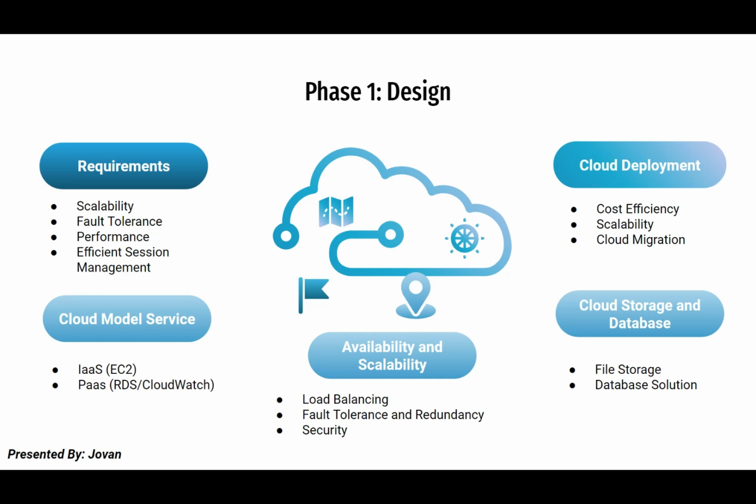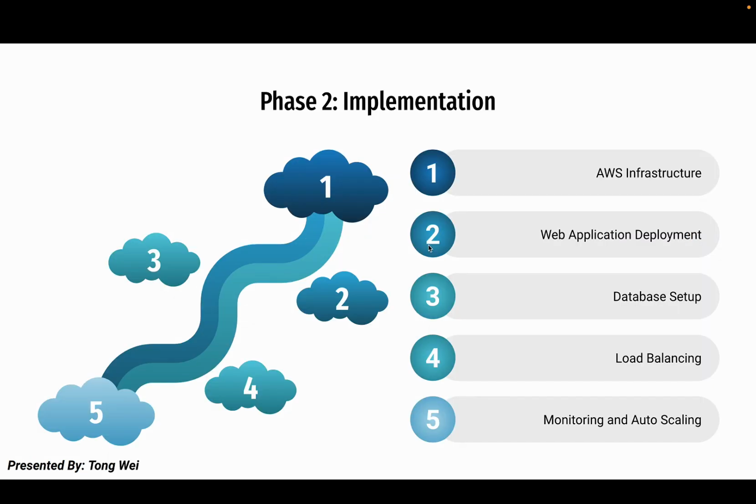We chose IaaS and PaaS for our cloud service model, as well as cloud storage and database as our means to store our files and database that we plan to use MySQL to host. Lastly, we needed high availability and security, and we decided that options such as the AWS Elastic Load Balancer would be our best bet. I will then pass on to Tong Wei.